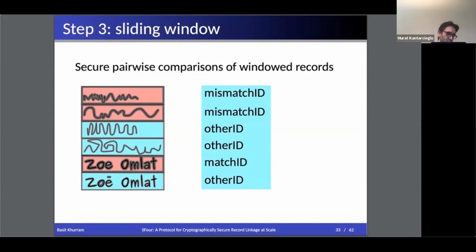Going on to the second record, we have the same thing as before. Here is a record with no matches. It belongs to the red party, so we pick the mismatch ID. The third record is different. This record belongs to the blue party. Here, we pick the other ID that is attached to this record.